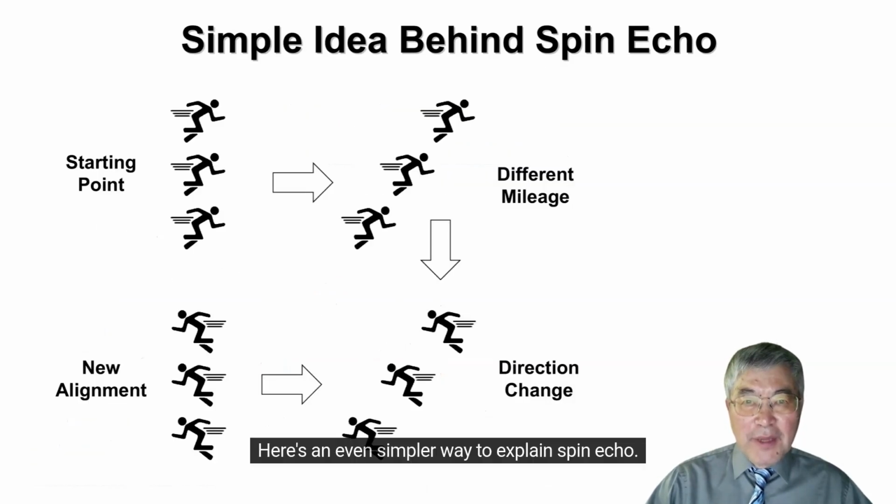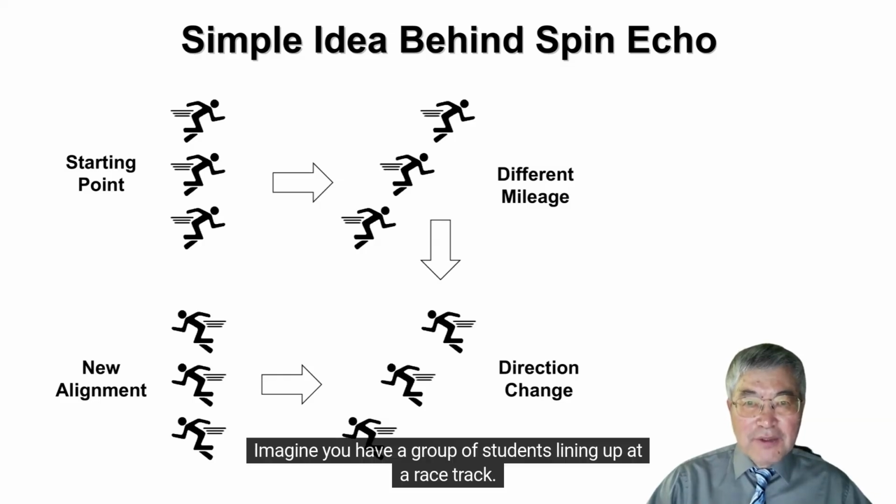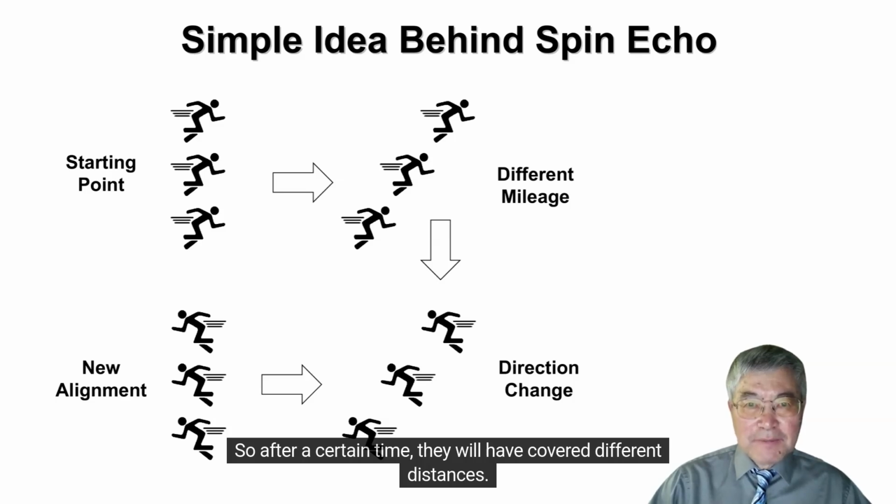Here's an even simpler way to explain spin echo. Imagine you have a group of students lining up at a racetrack. At the starting point, they are all together, right at the start line. After the signal, they all run toward the finish line. Some students are faster and some are slower. So, after a certain time, they will have covered different distances.